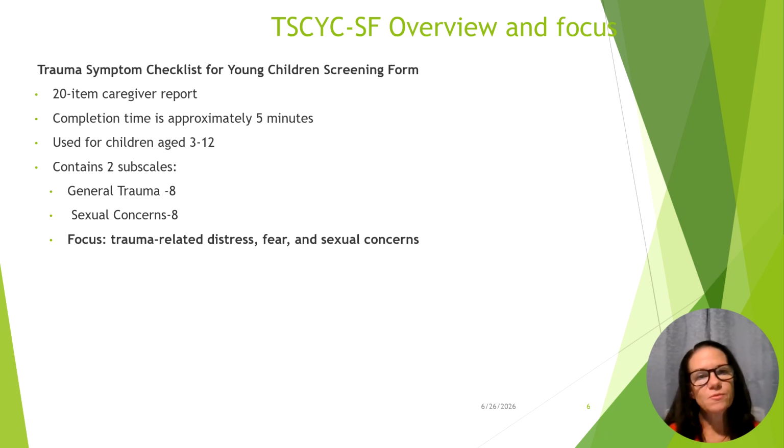The TSCYC-SF assessment is a 20-question caregiver report screening tool for young children that can be completed in 5 minutes. It contains the same set of subscales as the TSCC-SF with a focus on fears, sexual concerns, and trauma-related distress that caregivers have observed.